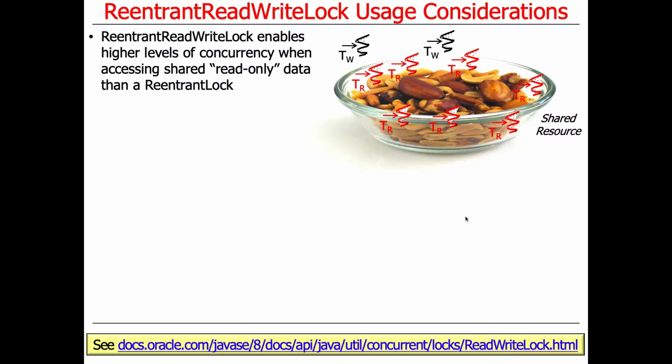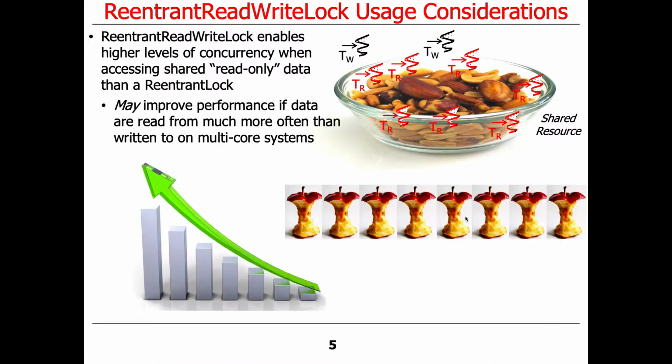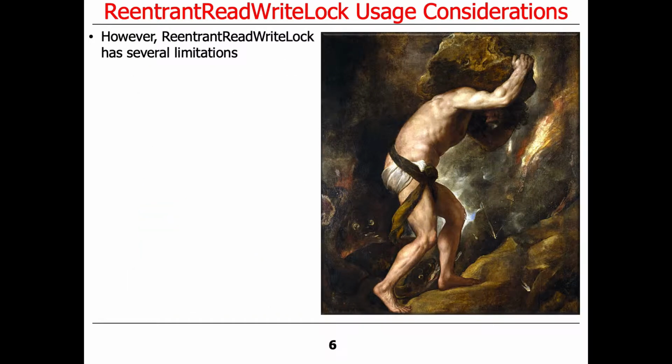It turns out that ReentrantReadWriteLock does in fact enable higher levels of potential concurrency when accessing shared read-only data compared to a reentrant lock that we talked about earlier. And therefore, you may be able to get a performance boost if the data protected by the lock are read from much more often than they're written to, particularly on multi-core systems.